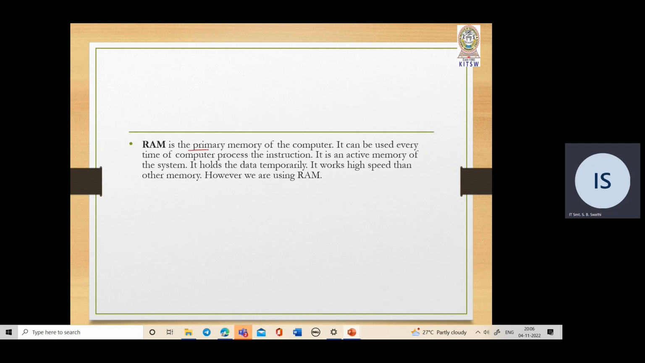So RAM plays a major role here. RAM is the primary memory of the computer, which is random access memory. It can be used every time a computer processes an instruction. It is an active memory of the system, and the data which is stored in the RAM is for temporary storage. And once a program is executed or once a job is done, whatever data is present in RAM will be removed, and the RAM is made free. And it works at a very high speed compared to normal memory.